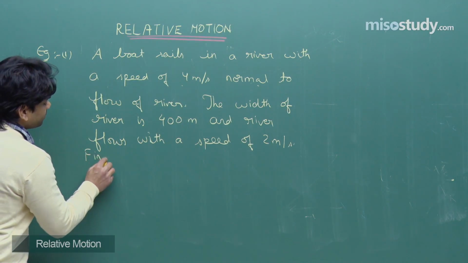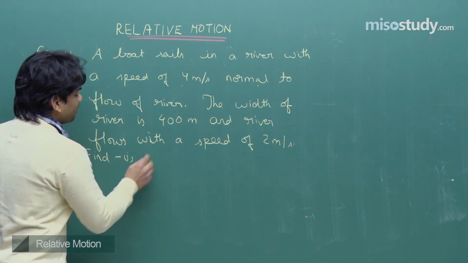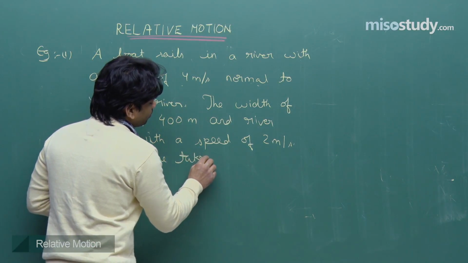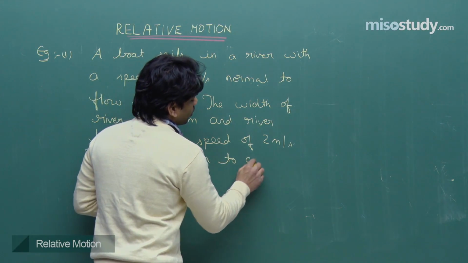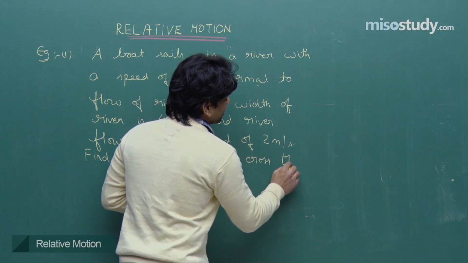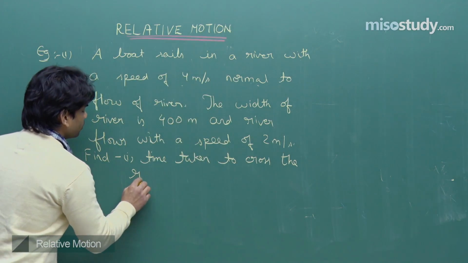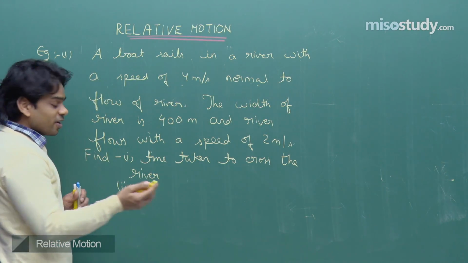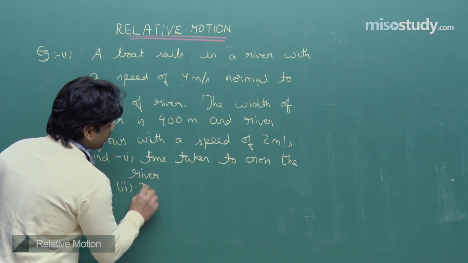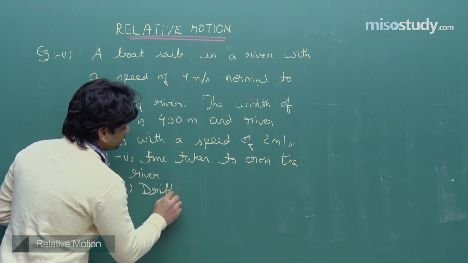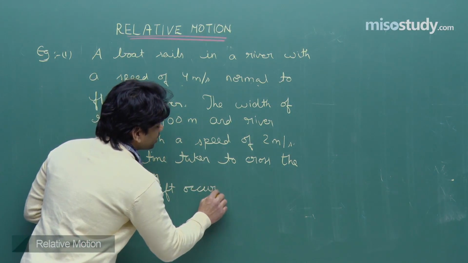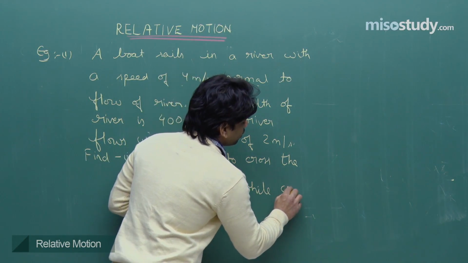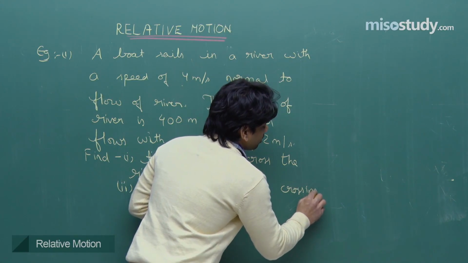So find first the time taken to cross the river, as usual, as I have taught you. This is the first part that we have to do. And the second one, the horizontal drift, the drift in the motion, or drift occurred while crossing the river.